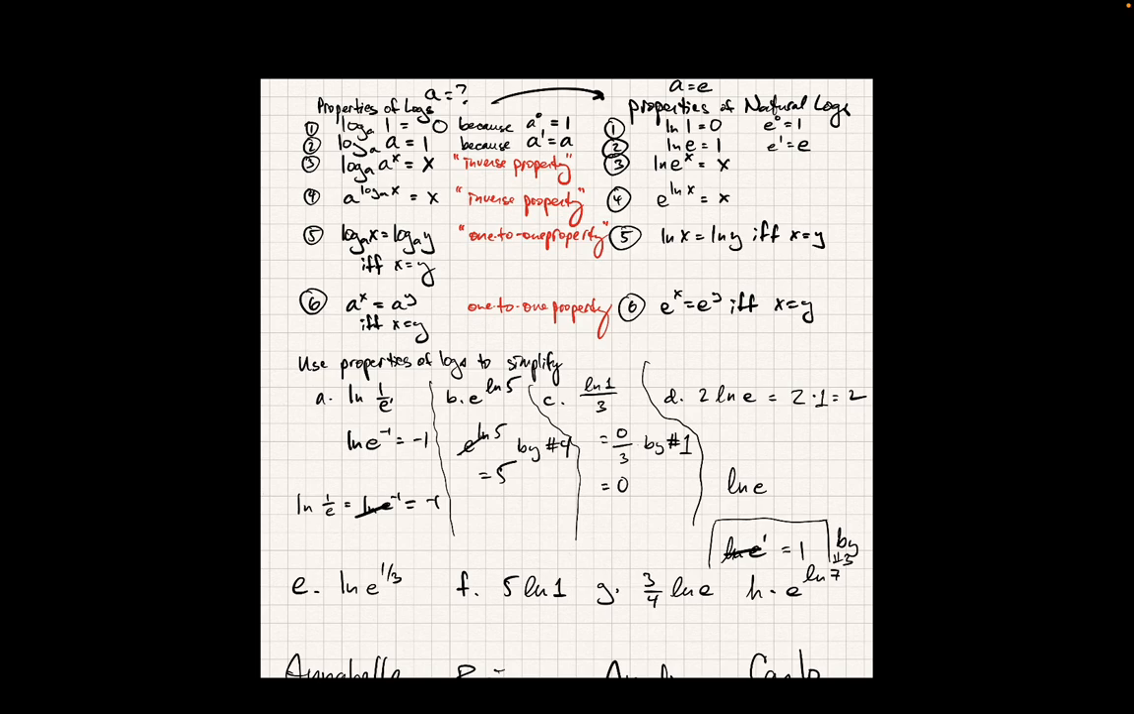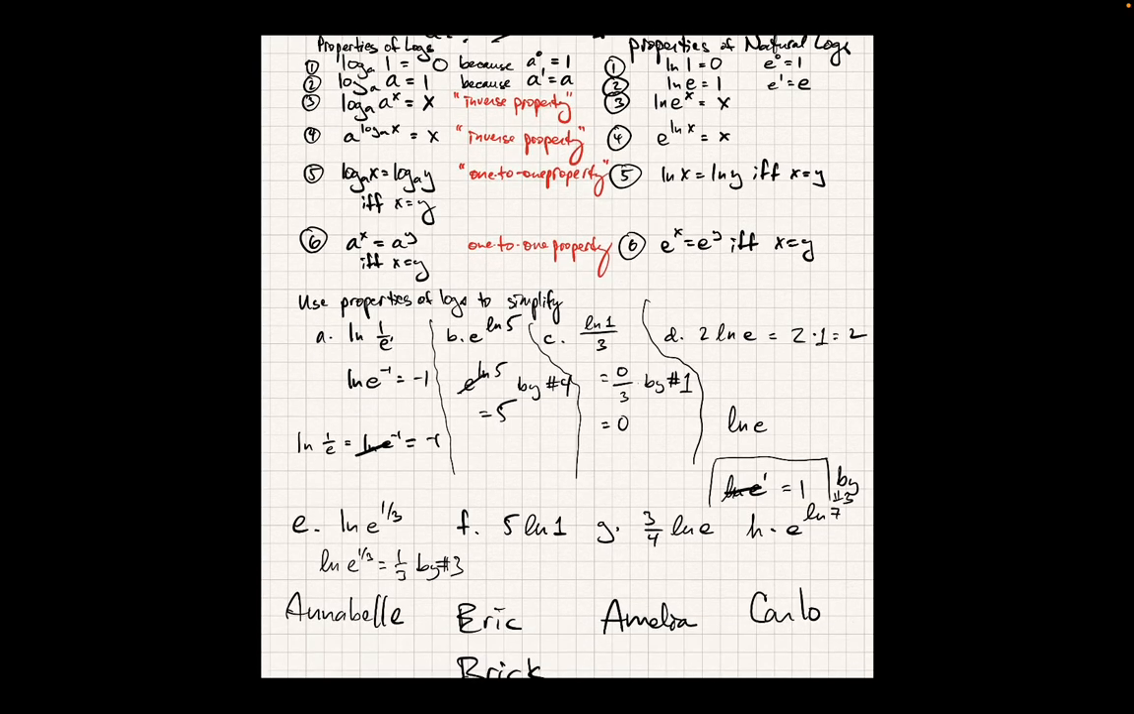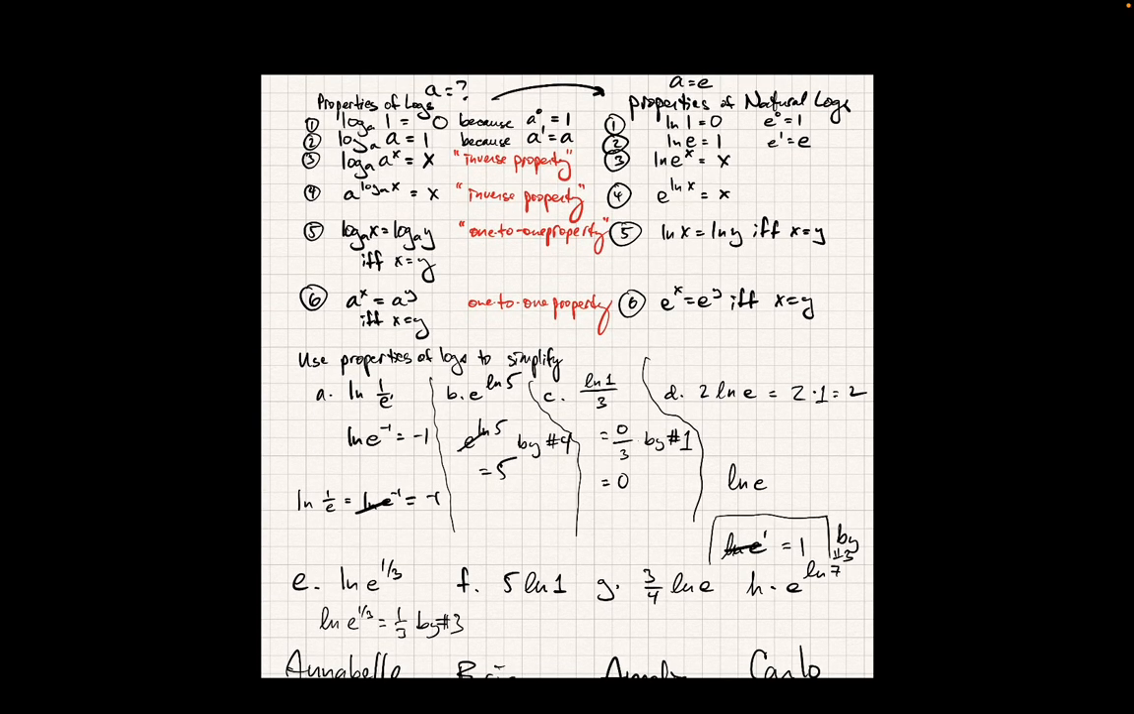So using property number 3, you can say that ln of e to the 1/3 is 1/3. Great, good job. F is 0. By what property? By number 1. Good job.